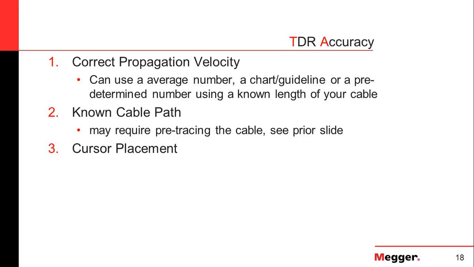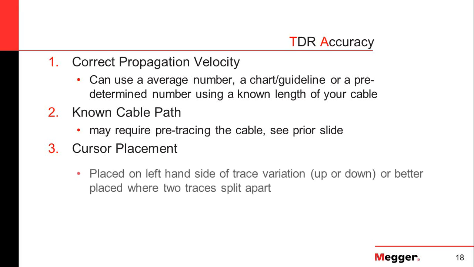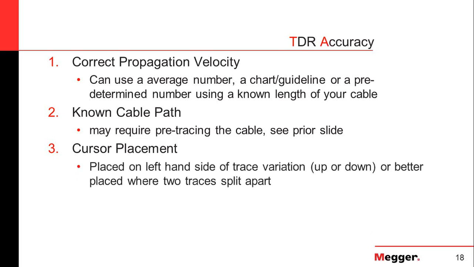And then cursor placement. This is probably the least important. The cursor is placed on the left-hand side of the trace variation, right where the trace bumps up or down. Or even better, you place it right where two traces split apart. If we look at it, propagation velocity is generally your biggest factor in accuracy. Known cable path, if you've traced the cable, there's not going to be much difference between walking above ground and what you measured with the TDR. However, if you haven't traced the cable path, this could be a big factor. And then cursor placement is a fairly minor factor.